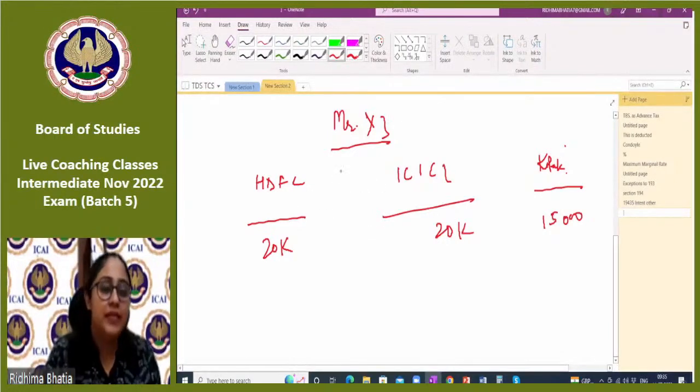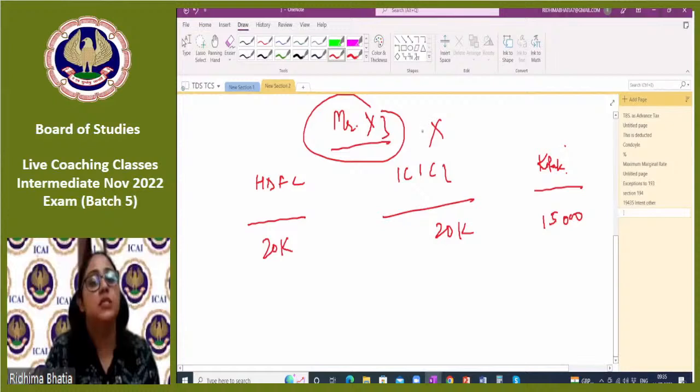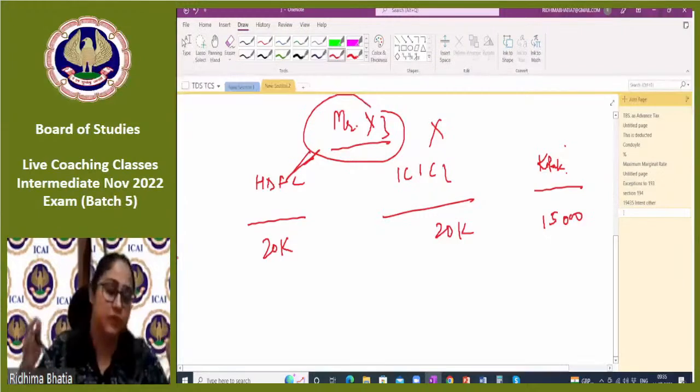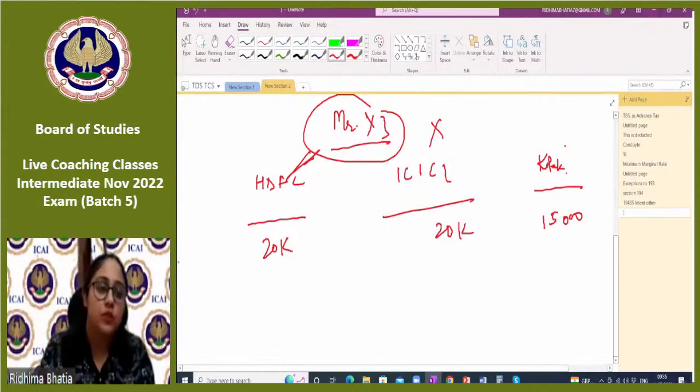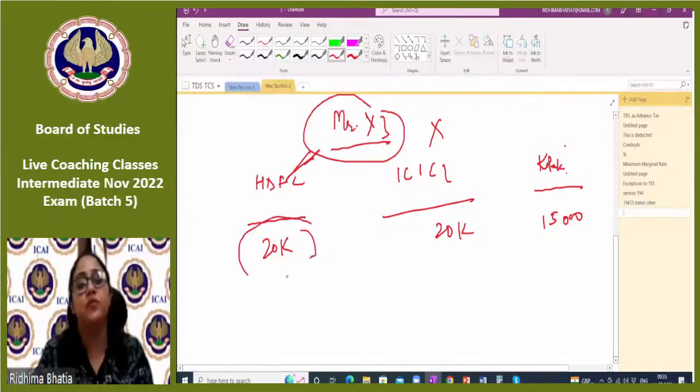Now, will TDS be deducted in this example? The answer is no. Even if the total interest Mr. X is receiving is more than 40,000, you have to see the relation per payer per payee in a financial year. So for HDFC Bank, since they are not paying interest of more than 20,000 to Mr. X, they will not deduct the TDS. ICICI Bank is not paying interest of more than 20,000, so they will not deduct the TDS.